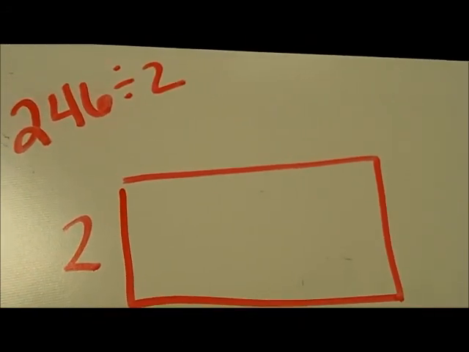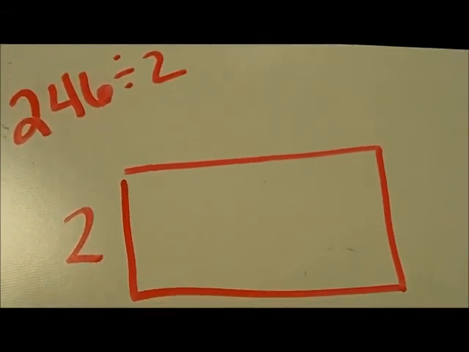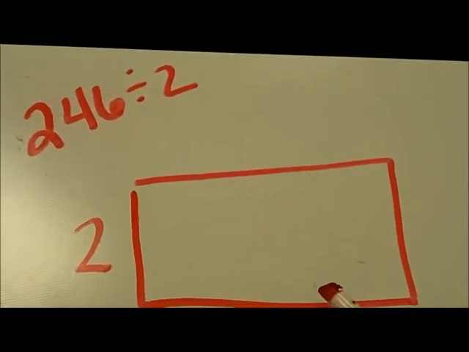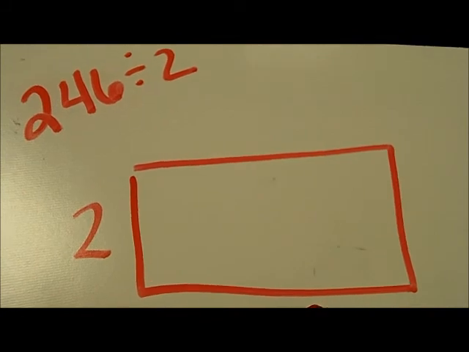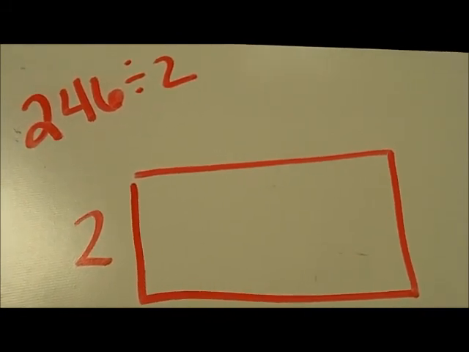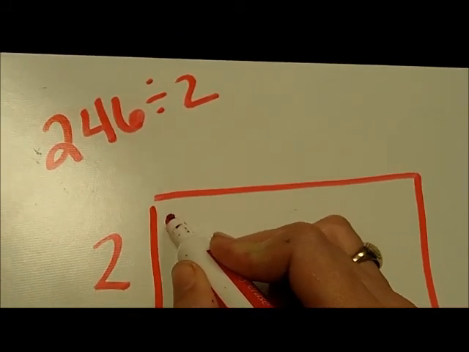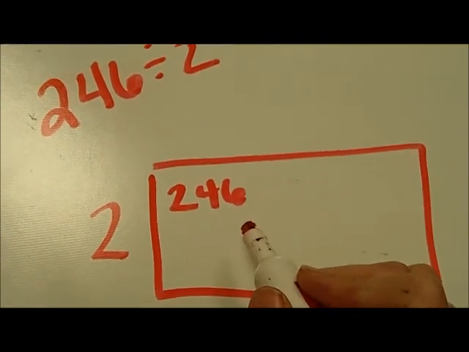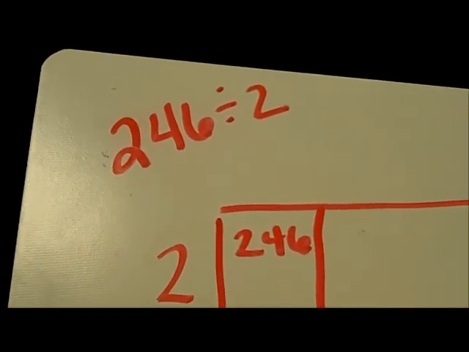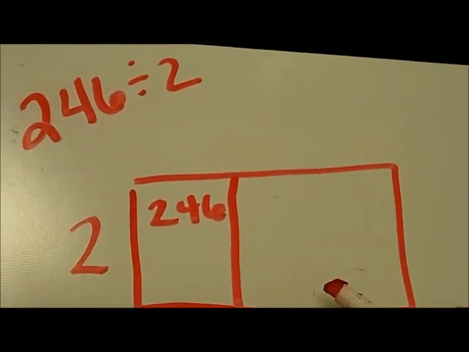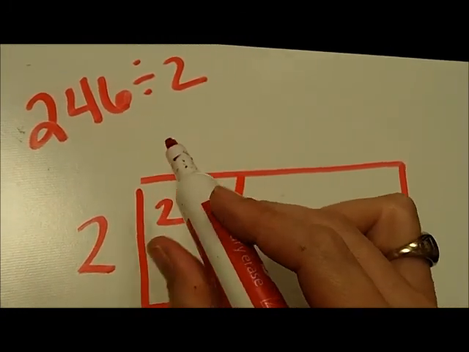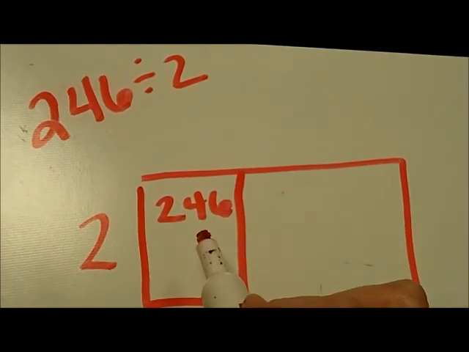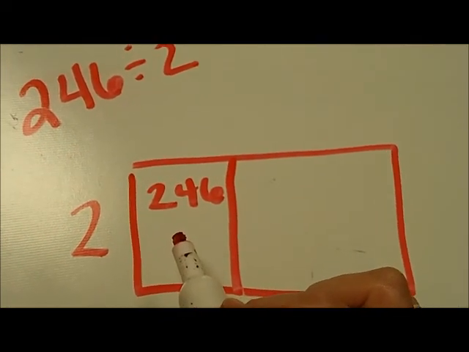The difference between division using the area model and multiplication using the area model is that at this time we're not breaking it up into expanded form. Instead, we're writing our dividend, which is 246, inside of the box. Here is where we allow the students to determine what partial answer or partial quotient we're going to use to decrease this dividend into a more friendly number.